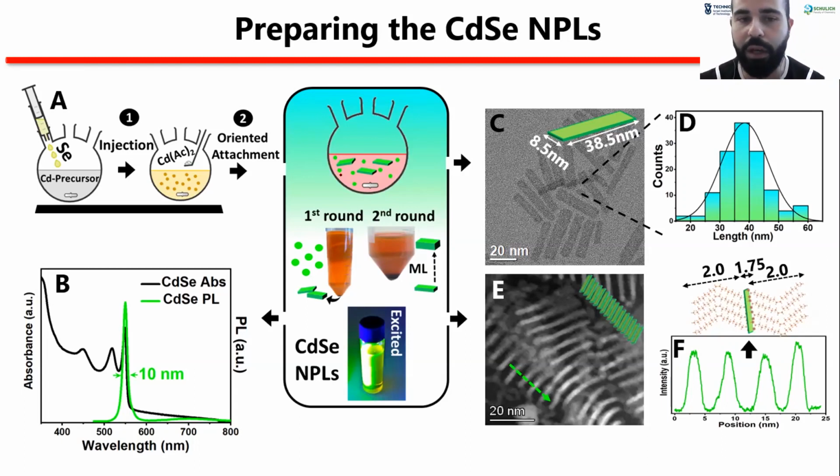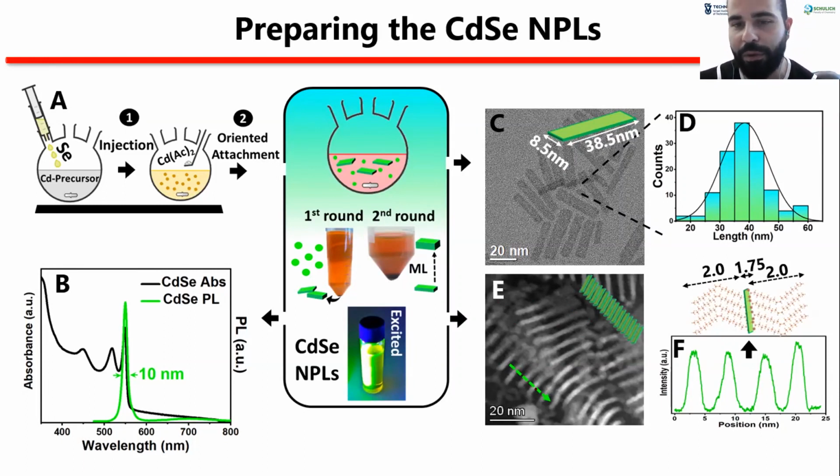Now we use centrifugation to select the nanoplatelets over the quantum dots. And in the end, we get cadmium selenide nanoplatelets. You can see that they have a green color. It's very strong. This is the absorption, very sharp. The PL is very narrow. Here is a TEM image of these nanoplatelets. We can see that they are almost 40 nanometers in length, 8.5 nanometers in width. This is the histogram. And here we can see these nanoplatelets, but this time they are lying on their edge. And this is a HAADF-STEM image.